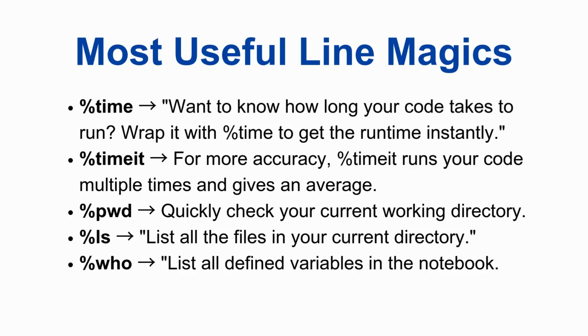First we have %time. If you want to know how long your code takes to run, you can wrap it with %time and boom, you'll get the runtime instantly. The next is %timeit. For more accuracy, %timeit runs your code multiple times and gives an average.